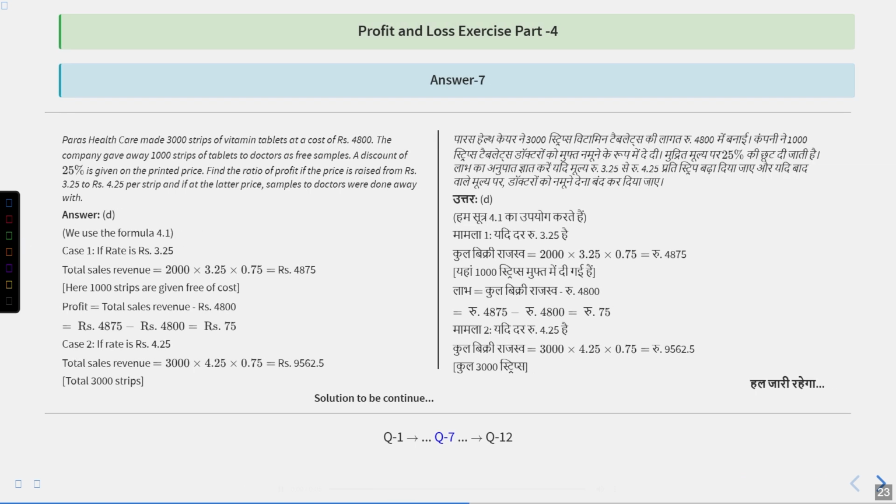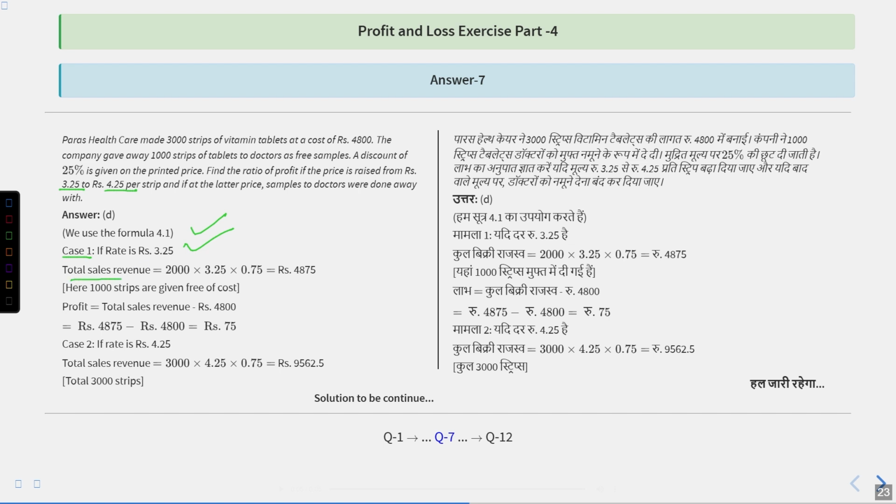We are going to use formula 4.1. Case 1. If the rate is 3.25. Clear? There are two conditions. First, the rate is 3.25. Again, he makes the rate 4.25. So let the first case be if the rate is 3.25 rupees per strip.